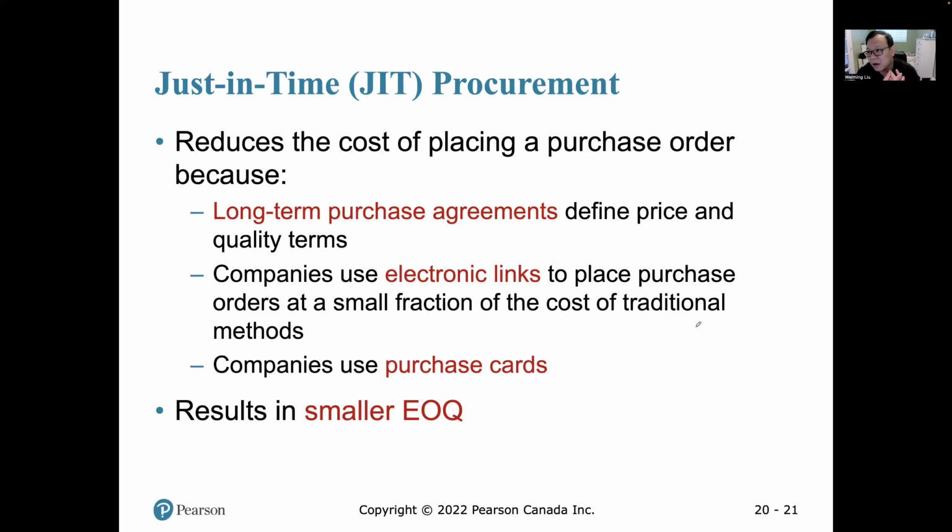So basically, they are ordering less quantity, but they will have more number of orders. How can they keep it cheap? Because they have a long-term purchase agreement. So they use electronic links so that the ordering cost is only a small fraction of the cost of the traditional method of ordering. Right? So using electronic links will save the amount of ordering cost. So that allows them to order more times, right? And each time is a smaller economic order quantity.